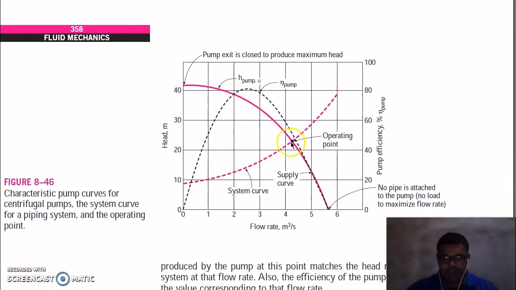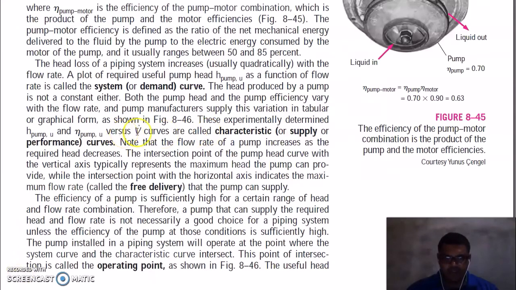So this curve and this curve are experimentally determined: the efficiency and pump head curves versus the volume flow rate. These are called characteristic curves, or supply or performance curves. They are given by particular manufacturers; for different manufacturers this will be different. Note that the flow rate of the pump increases as the required head decreases.